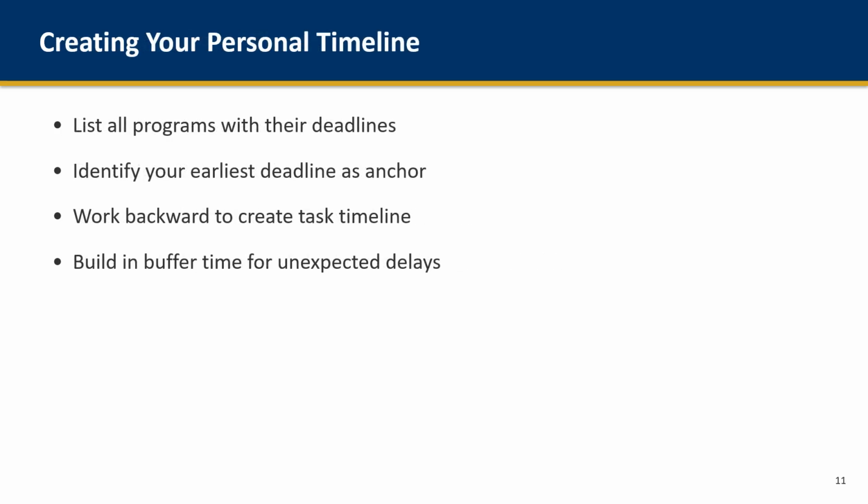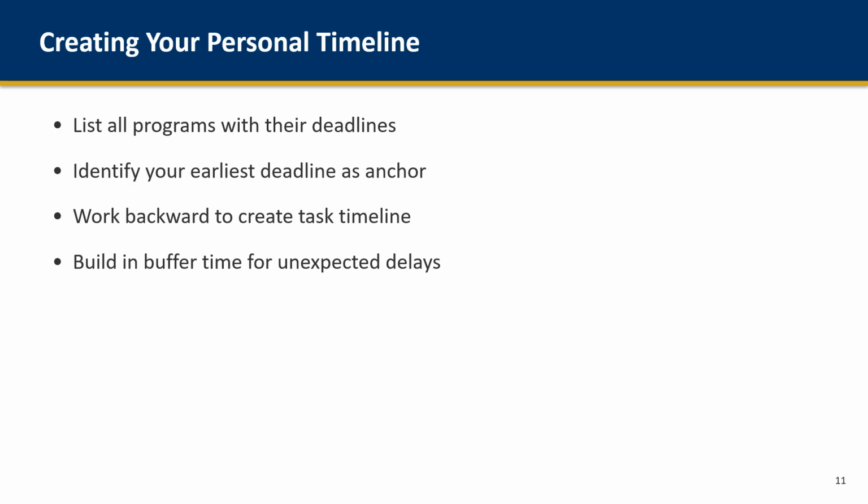Create your personal timeline using this process. List all programs you're applying to with their specific deadlines. These may vary by several weeks or months across programs. You need a comprehensive view of what's due when. Identify your earliest deadline as your anchor point. If your earliest deadline is December 1st, that's the date your timeline builds toward. Everything must be ready for that first deadline. Later deadlines provide additional refinement time.